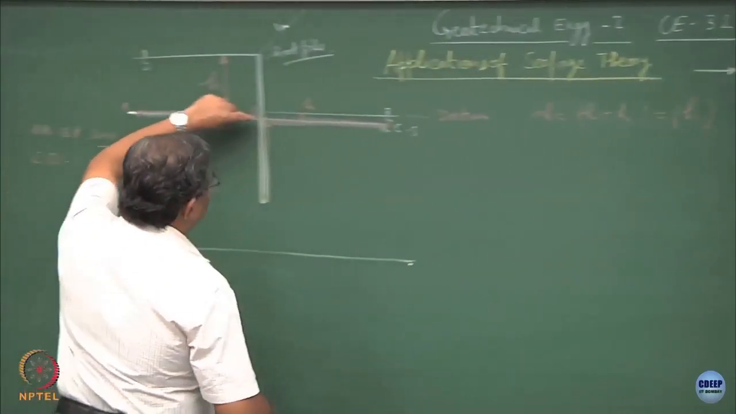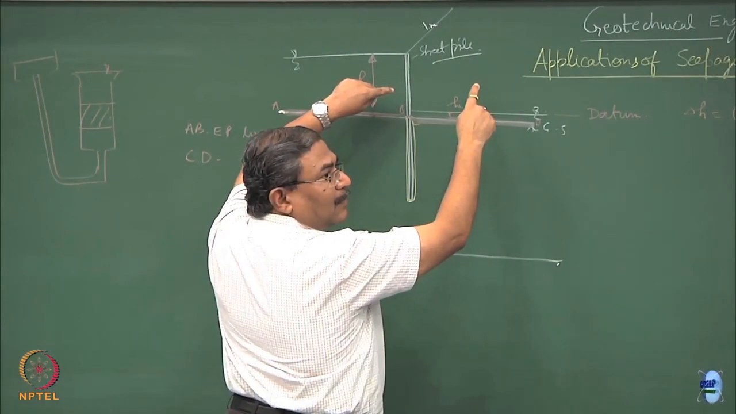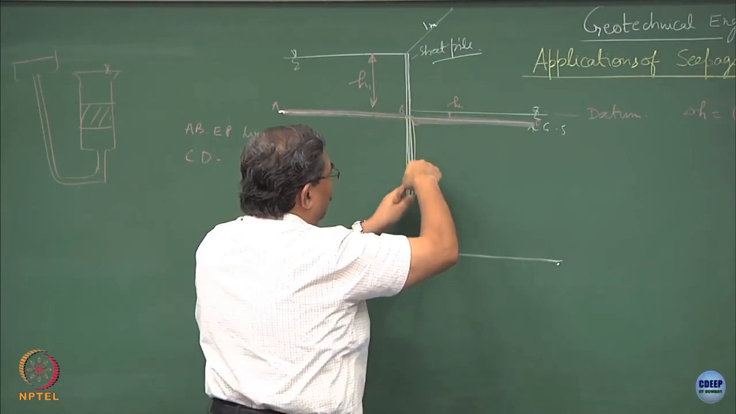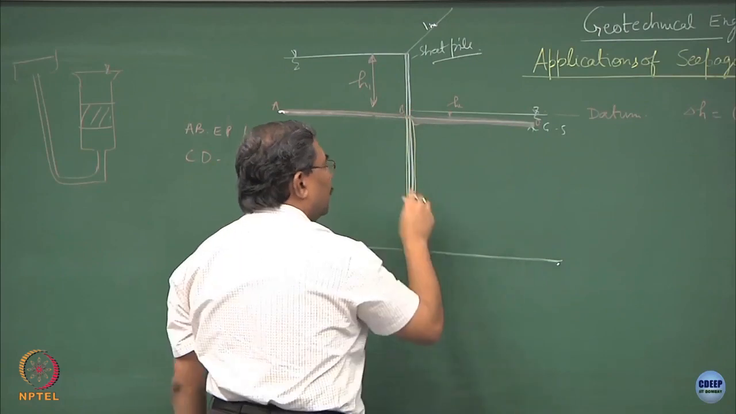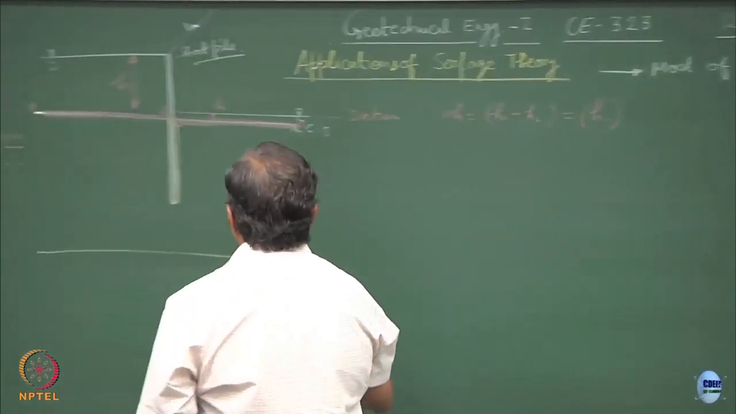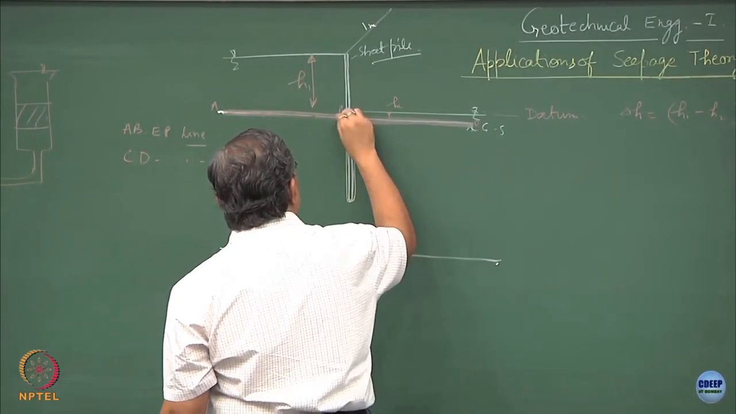At this point, seepage is 100%, at this point it is 0%. So all the water will have a tendency to seep through all along the sheet pile and come out at this point. This becomes the flow line. What conditions do you have to maintain? The flow line is perpendicular to the equipotential line. So this is 90 degrees, this is 90 degrees.